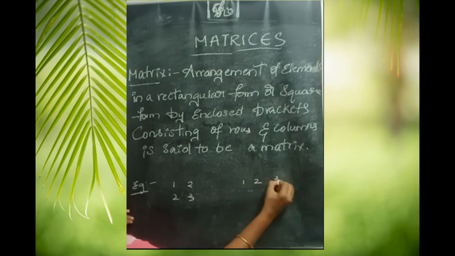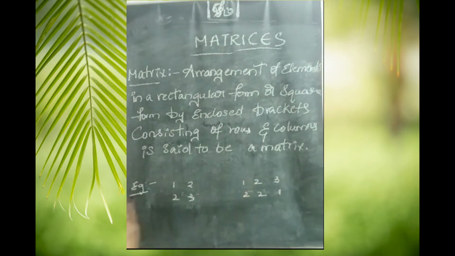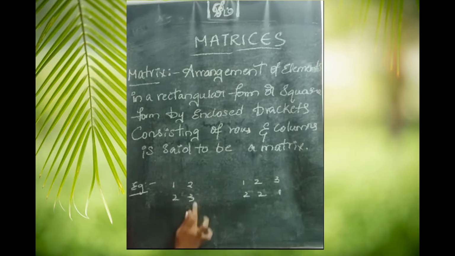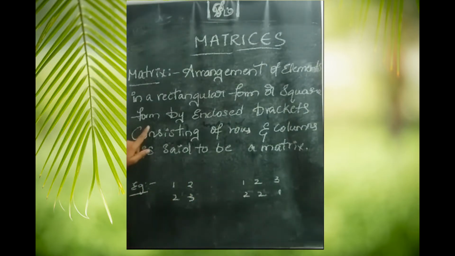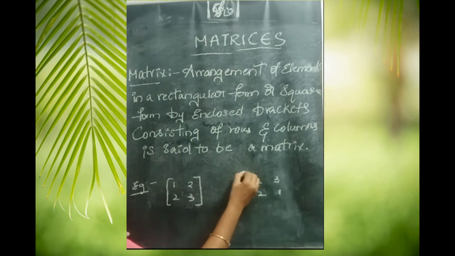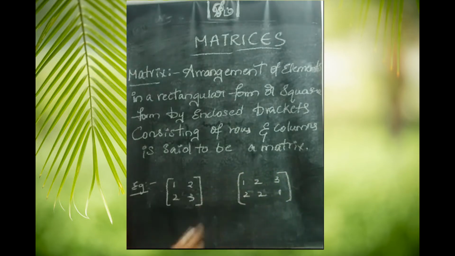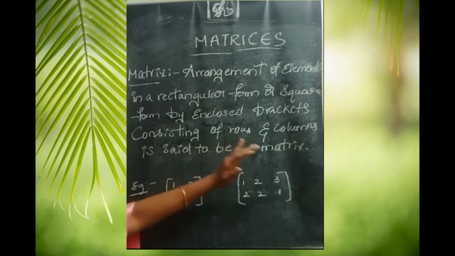1, 2, 3, 2, 2, 1. Okay, this is in the rectangular form, and this is in the square form. Okay, and it is enclosed by brackets. It should be enclosed with the brackets, and consisting of rows and columns.